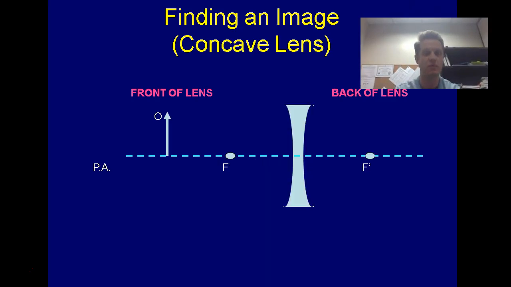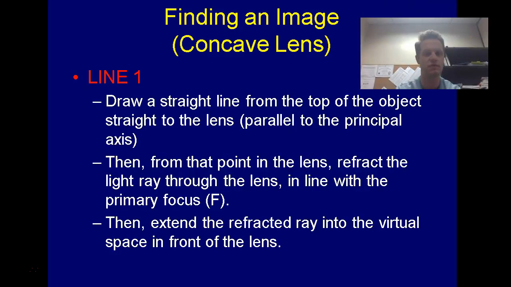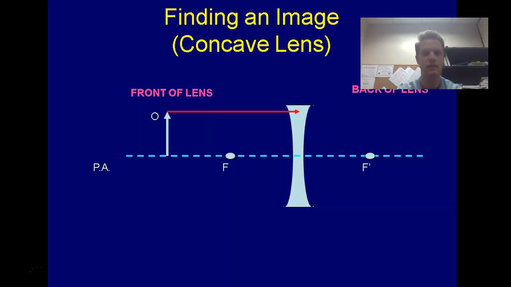So how do we find an image for a concave lens? Well, let's take a look at this. This is a diverging mirror or concave lens, and the rules are going to be similar, but a little bit different here. The first rule is we draw a straight line from the top of the object, parallel to the principal axis, except now it goes through the primary focus. Remember that the light ray will actually move away. It's not focusing light rays, it's moving away.